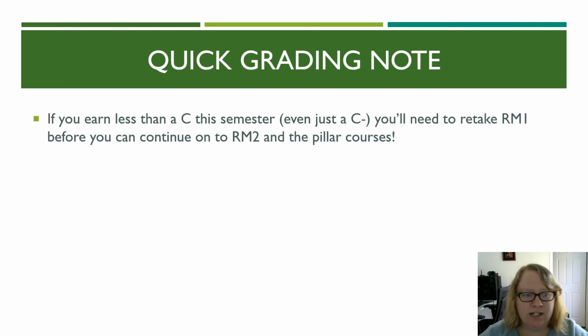So quick grading note. If you earn less than a C this semester, even if it's just a C minus, even if you miss it by maybe 1 percentage point, you still have to retake Methods 1 before you can continue on to Methods 2 and the pillar courses. That's what that grade requirement means. If you don't get the C or better, you have to retake Methods 1. I think most people are on track to get that C or better.